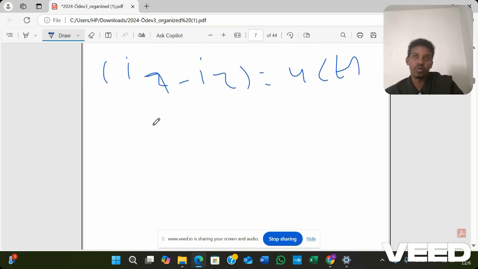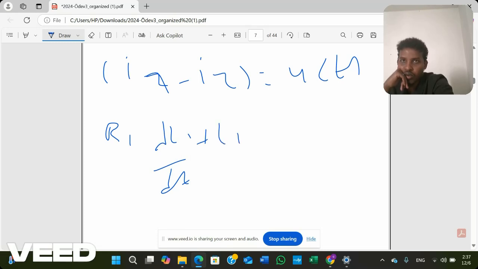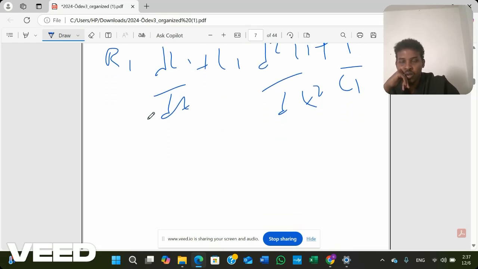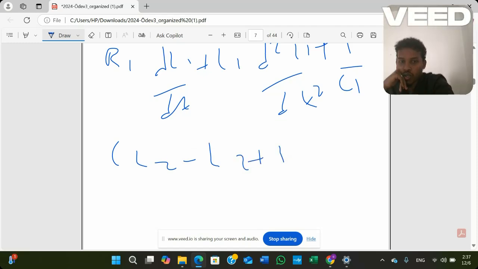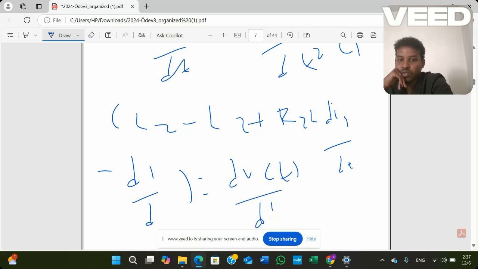Okay, differentiate the equation with respect to t. R1 di1 over dt plus L1 d2i1 over dt squared plus 1 over C1 (i1 minus i2) plus R2 d(i1 minus i2) over dt is equal to du(t) over dt.